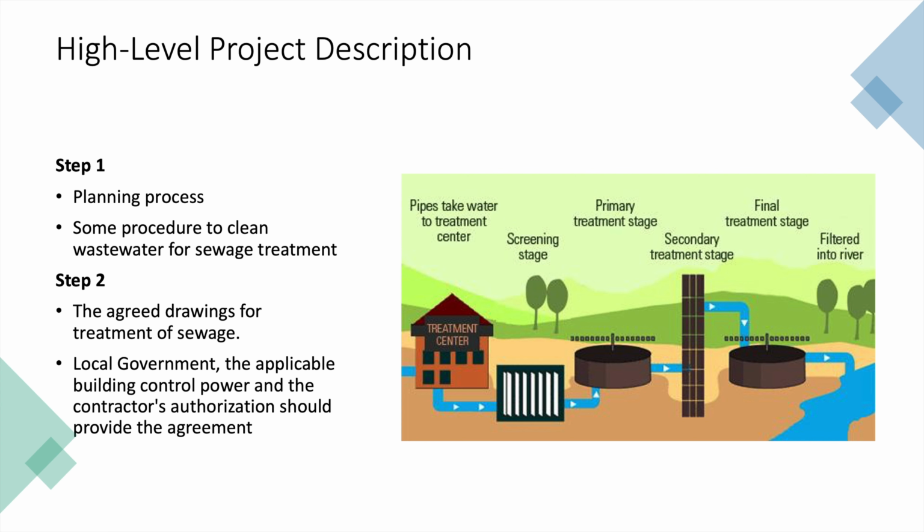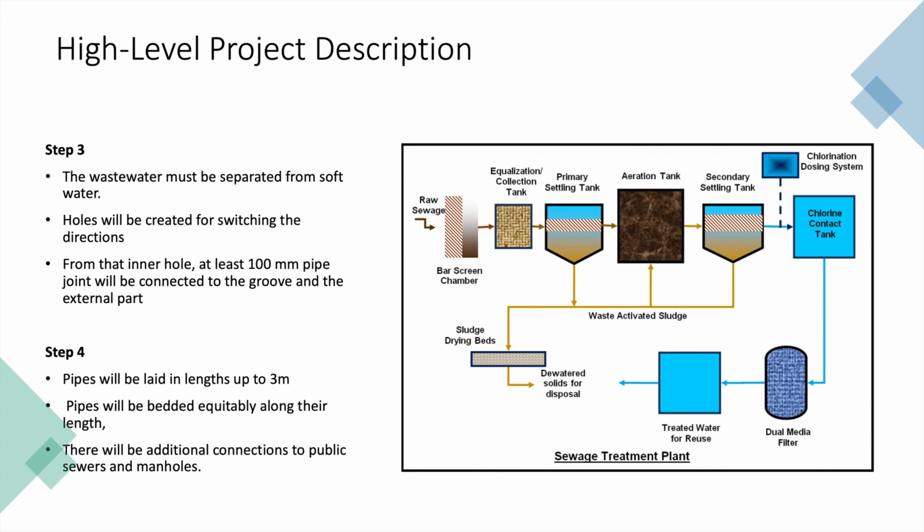For step 2, the building shall conform with the agreed drawings for the treatment of sewage, and the local government, the applicable building control power, and the contractor authorizations should provide the agreement for municipal sewage interactions. Hello, I'm Nati. Now I will proceed with the high-level project description.